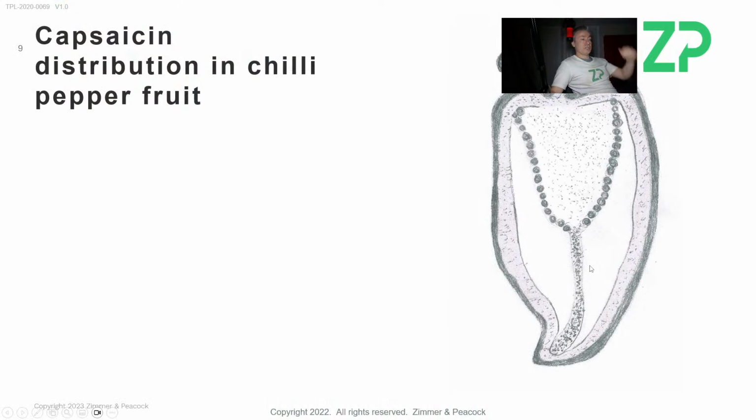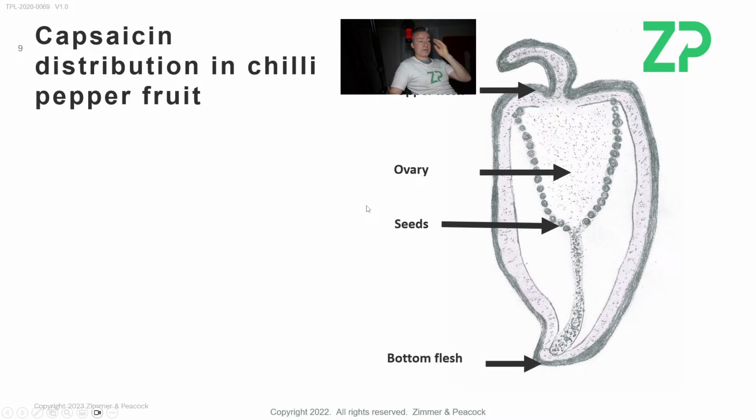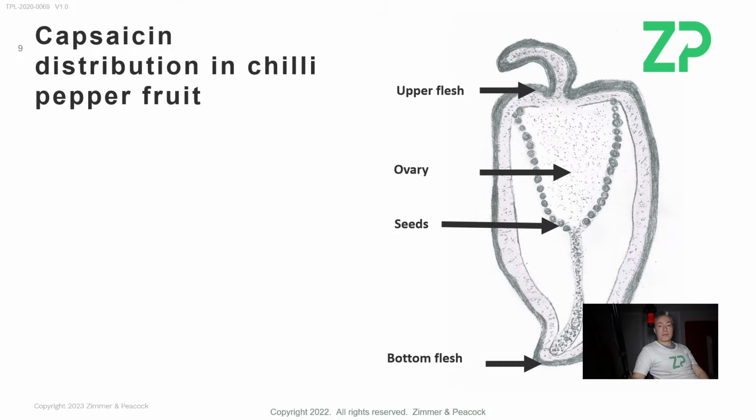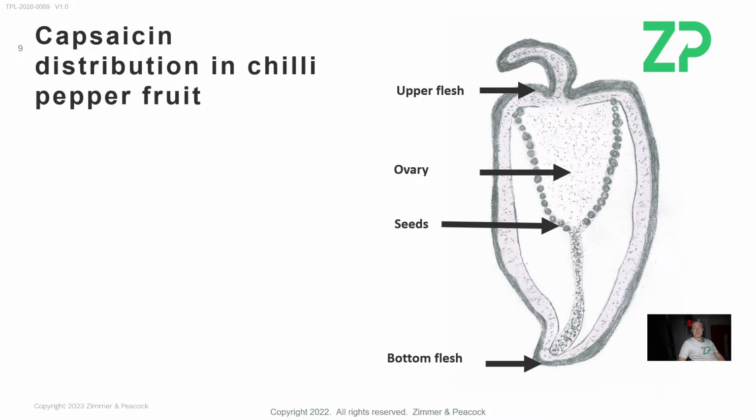So if you look at a chili, here's a cross section of a chili that we've sketched out here. It has many more than just 4 parts. We have the upper flesh, we have the ovary, we have the seeds, and we have the bottom flesh. It's kind of interesting because I think anecdotally many people think that the heat is actually in the seeds. I think that's actually one of the mildest points.